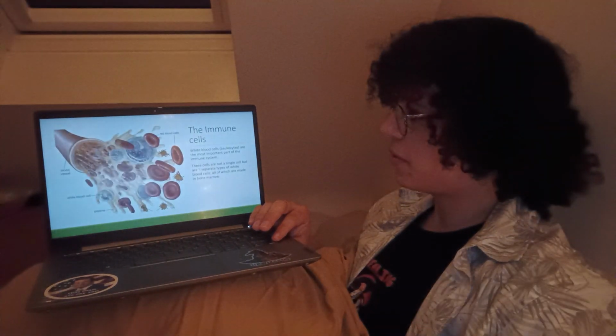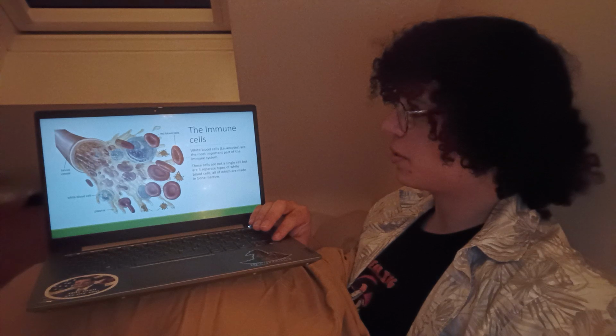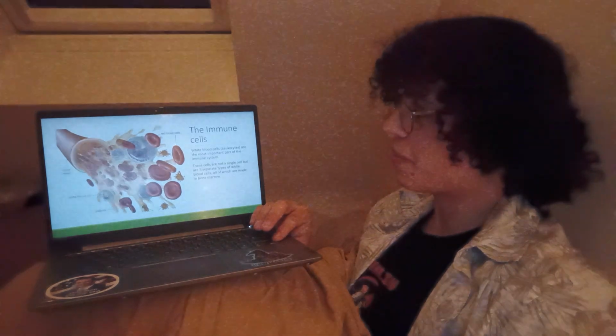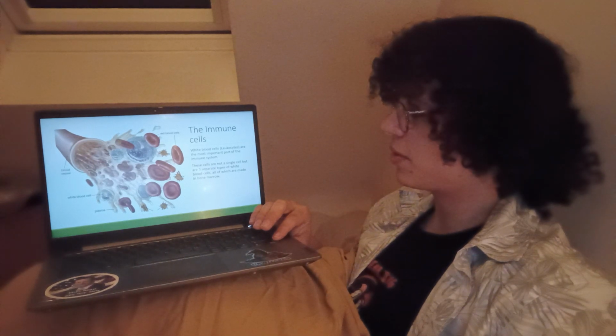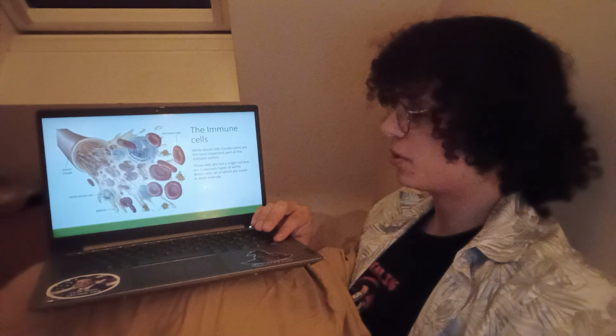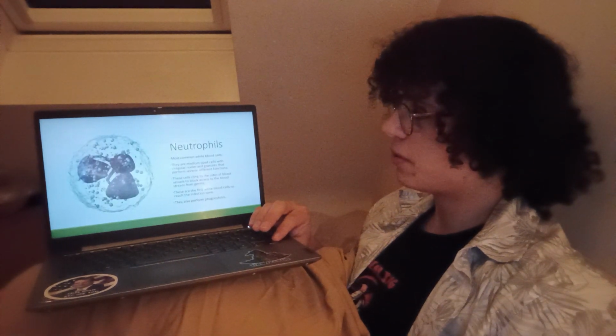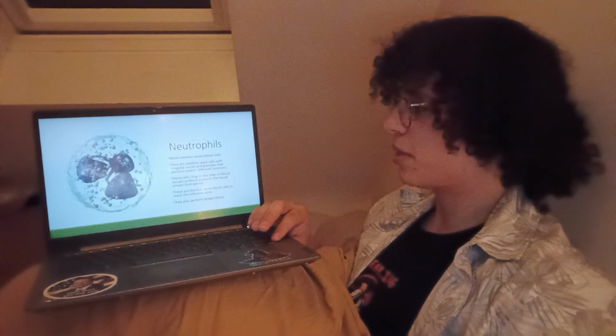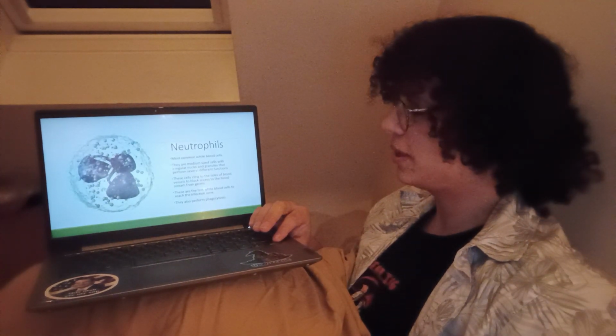The immune cells themselves, the white blood cells, also known as leukocytes, are the most important part of the immune system, as they make up the majority of it. These cells are not a single cell, but in fact five separate types of blood cell, all made in the bone marrow. First off is the neutrophils. This is the most common form. They're medium size for an immune cell.